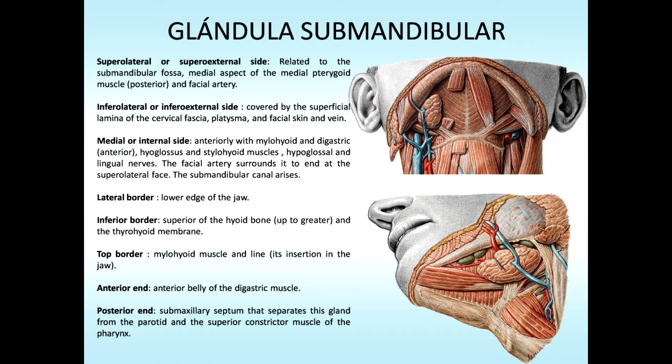Then we have an inferolateral or inferoexternal side, which is covered by the superficial lamina of the cervical fascia, the platysma, and the facial skin and vein. We cannot appreciate this side in the pictures because it has been removed, but it is where the arrow is pointing.